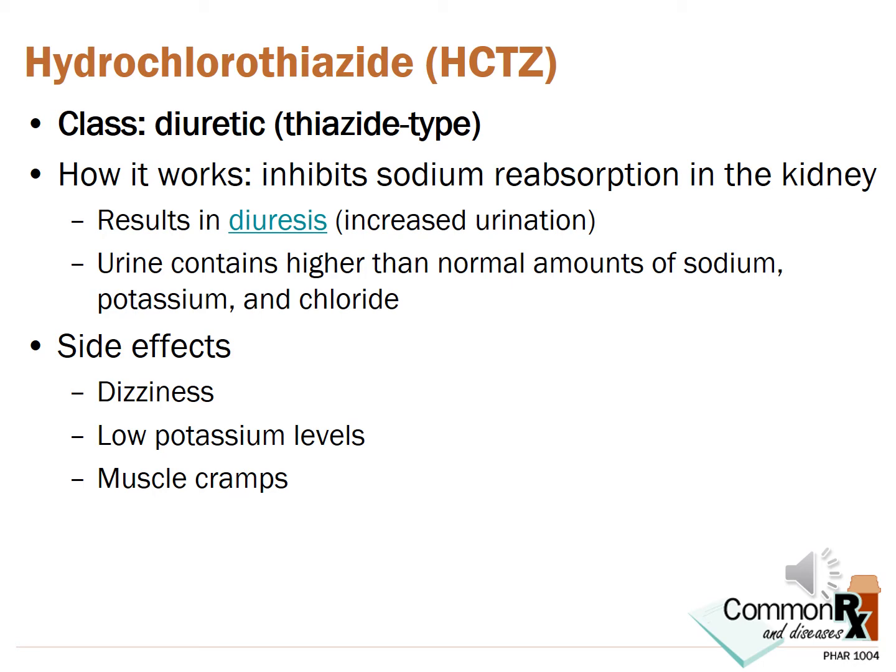In this process, blood pressure is decreased because there is less fluid in the vessels, resulting in decreased pressure overall. The urine contains higher than normal levels of sodium, potassium, and chloride. Side effects include dizziness, low potassium levels, and muscle cramps, which are all side effects related to low electrolytes.